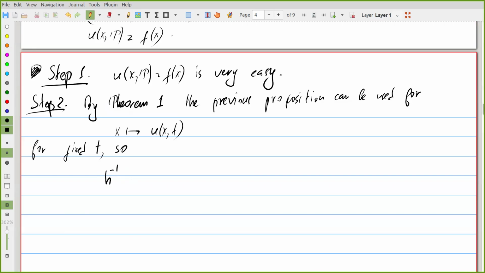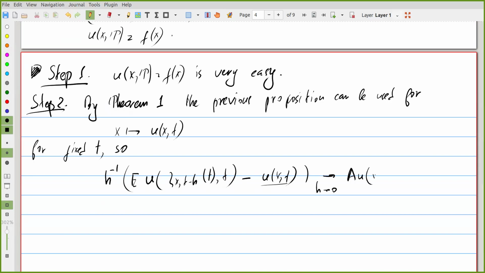h^{-1} (E u(ψ_{x,t-h}(t), t) minus u(x,t)). This is now our f of x. This goes, when h goes to 0, to u_x of t. This is the first ingredient. The second derivative.